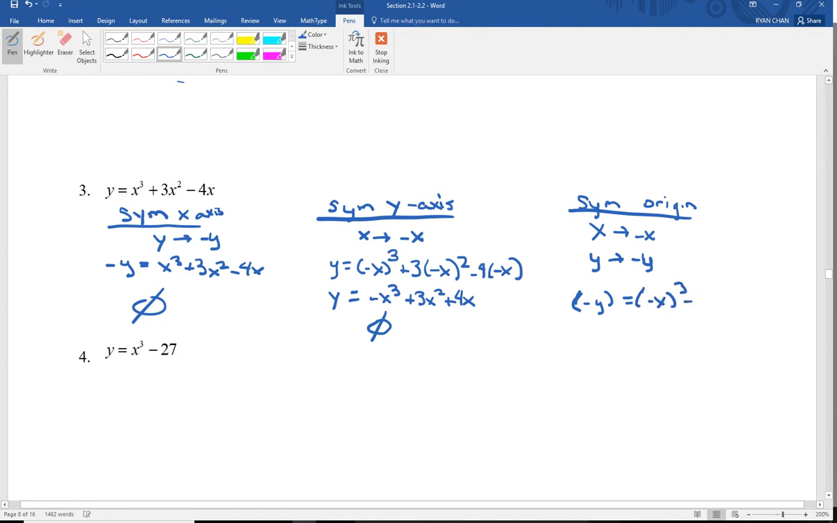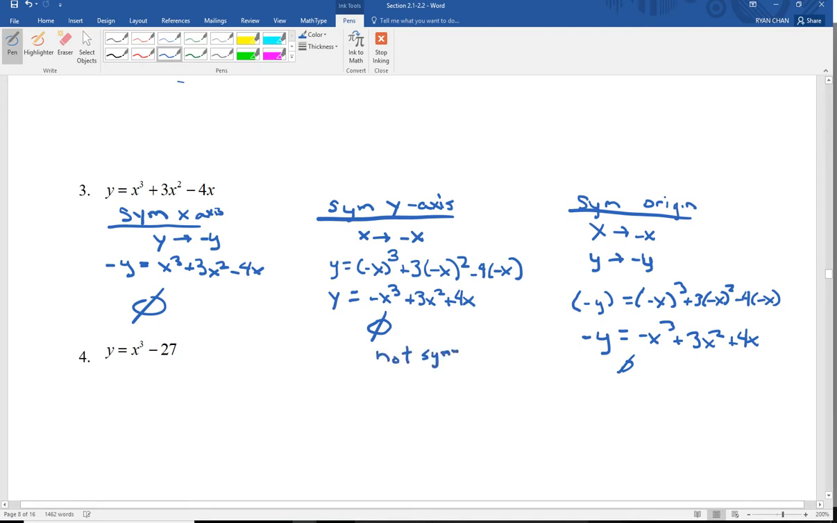Nice thing about problems like this is, if you notice, I don't really have to work this out again. This is very similar to ones that we just did. So if I look at this here, this is going to come out exactly the same. The right-hand side will be negative x cubed plus 3x squared plus 4x, because we just did that. And then my left-hand side will be negative y. This will also not work, so let's say not symmetric.